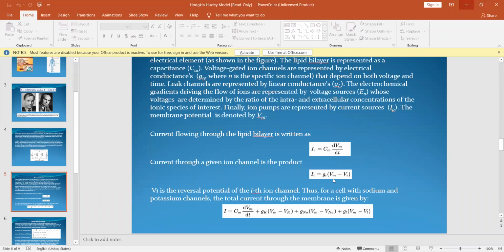G times (Vm minus Vi), and Vi is the reversal potential of the ion channel. For a cell with sodium and potassium channels, the total current through the membrane is given by this formula.